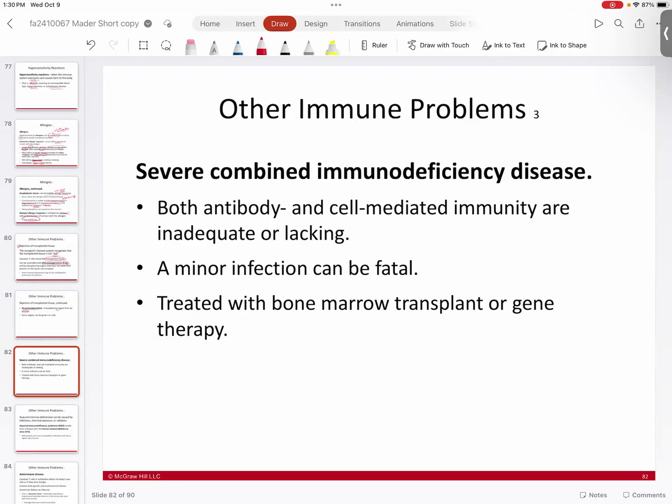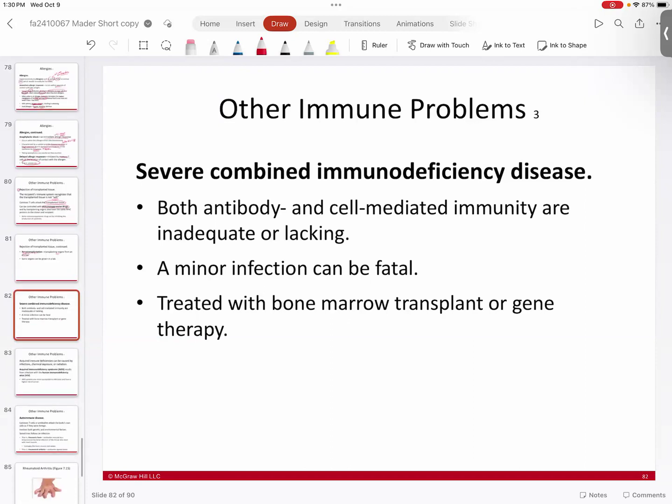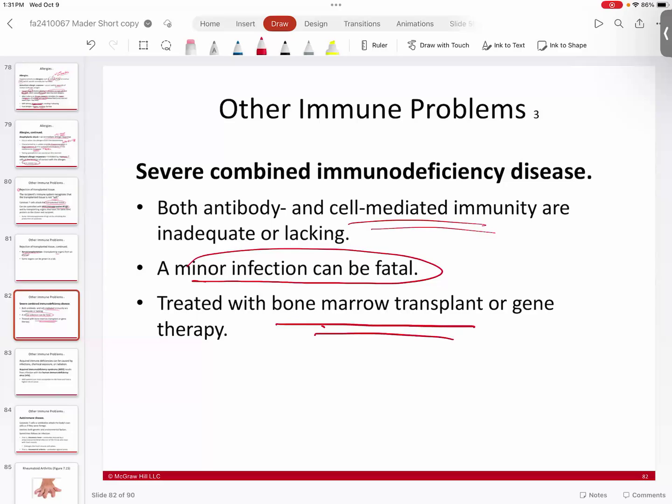So SCID, severe combined immunodeficiency syndrome, is one that we run into. This is associated with cell-mediated immunity that is either weak or lacking. And so in this case, a severe penalty can be accrued from just a minor infection. Just a minor thing can be fatal in this situation. Oftentimes we have to treat this with a bone marrow transplant or with gene therapy.